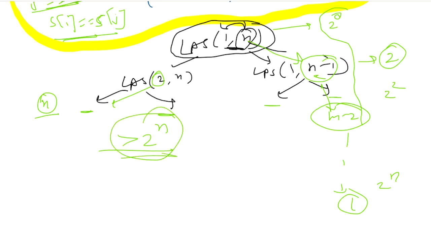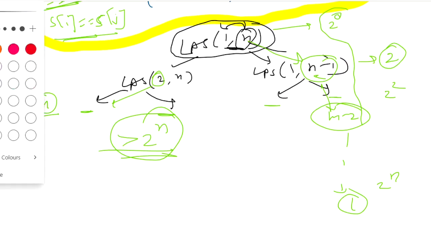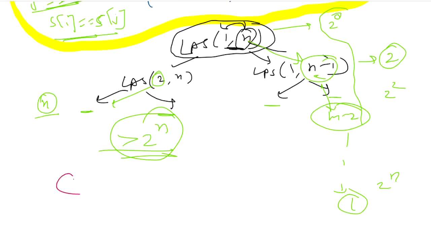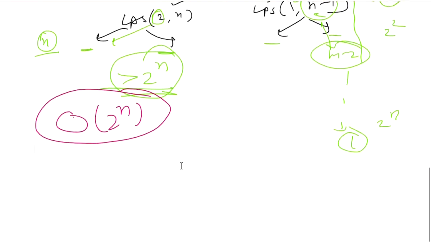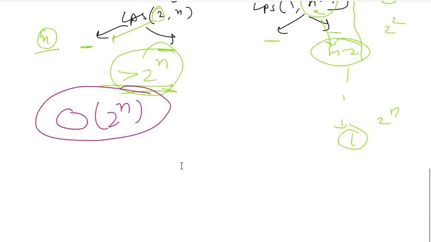So the time complexity of our algorithm is O of 2 to the power n. And you know, this is not the worst time complexity we can get. Okay, the worst time complexity is n factorial, but even this is not good. Okay, so let's see what we can do.